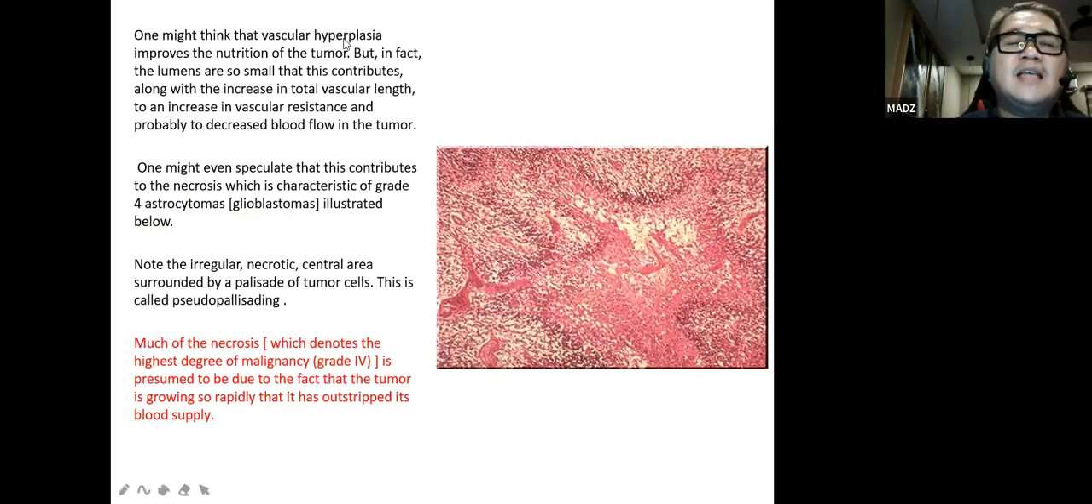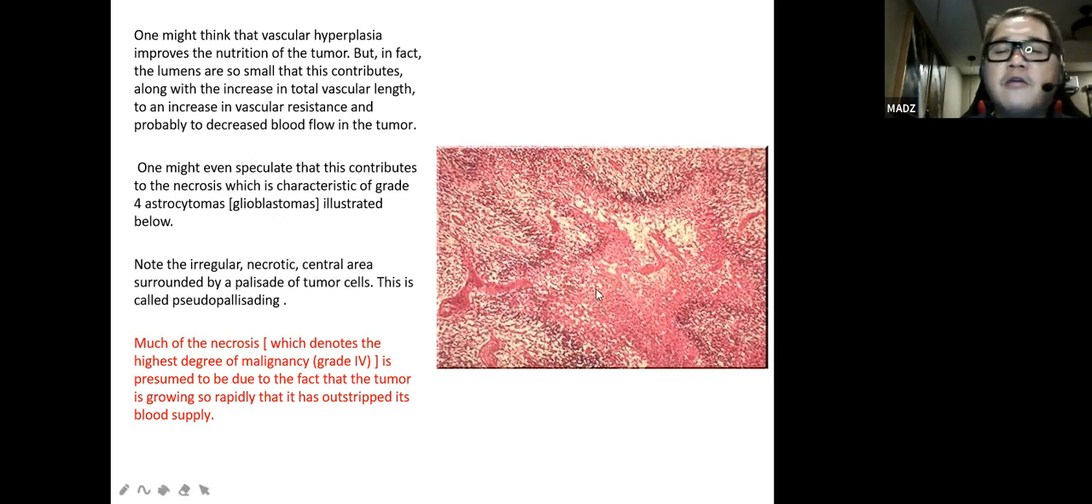One might think that vascular hyperplasia improves nutrition of the tumor, but in fact, the lumen are so small that this contributes, along with an increase in the total vascular length, to an increase in vascular resistance and probably to decreased blood flow in the tumor. So hypervascular, they have many blood vessels, but these blood vessels are inefficient.